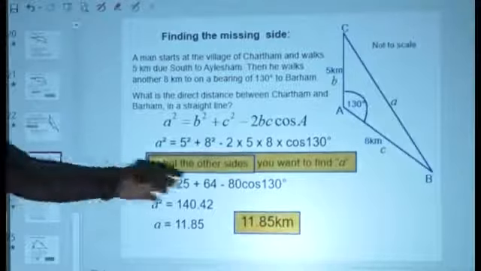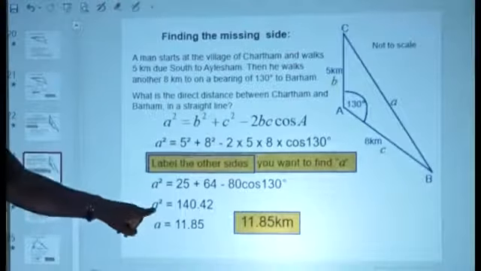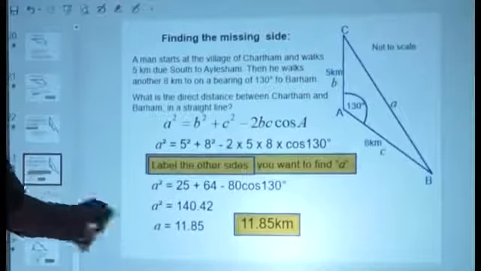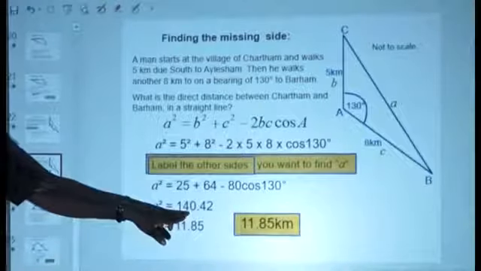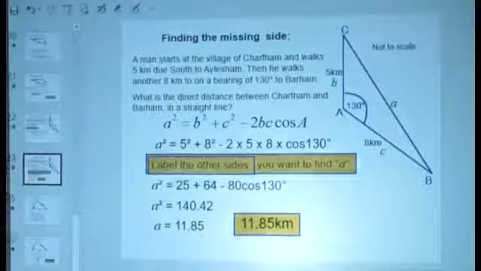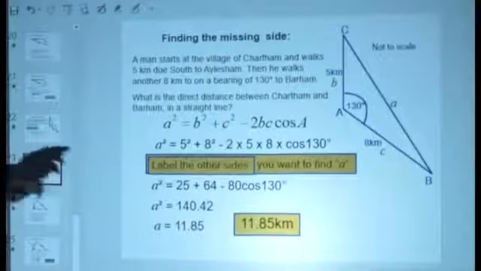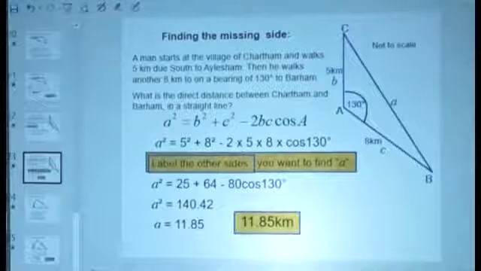When you press your calculator, 80 times cos 130 is going to give you a value. Then when you subtract, you have 140.42. Because it is a squared, we take the square root of 140.42, then a equals 11.85. Then you must put the unit, 11.85 kilometers.